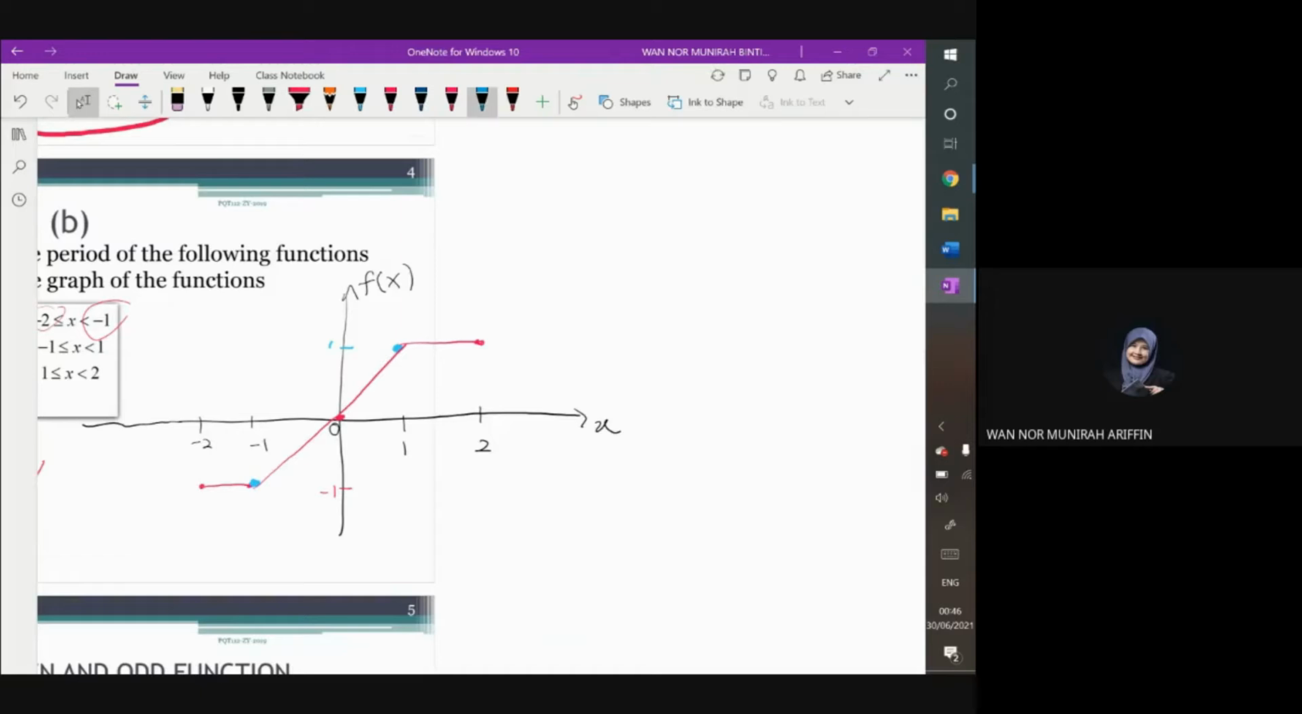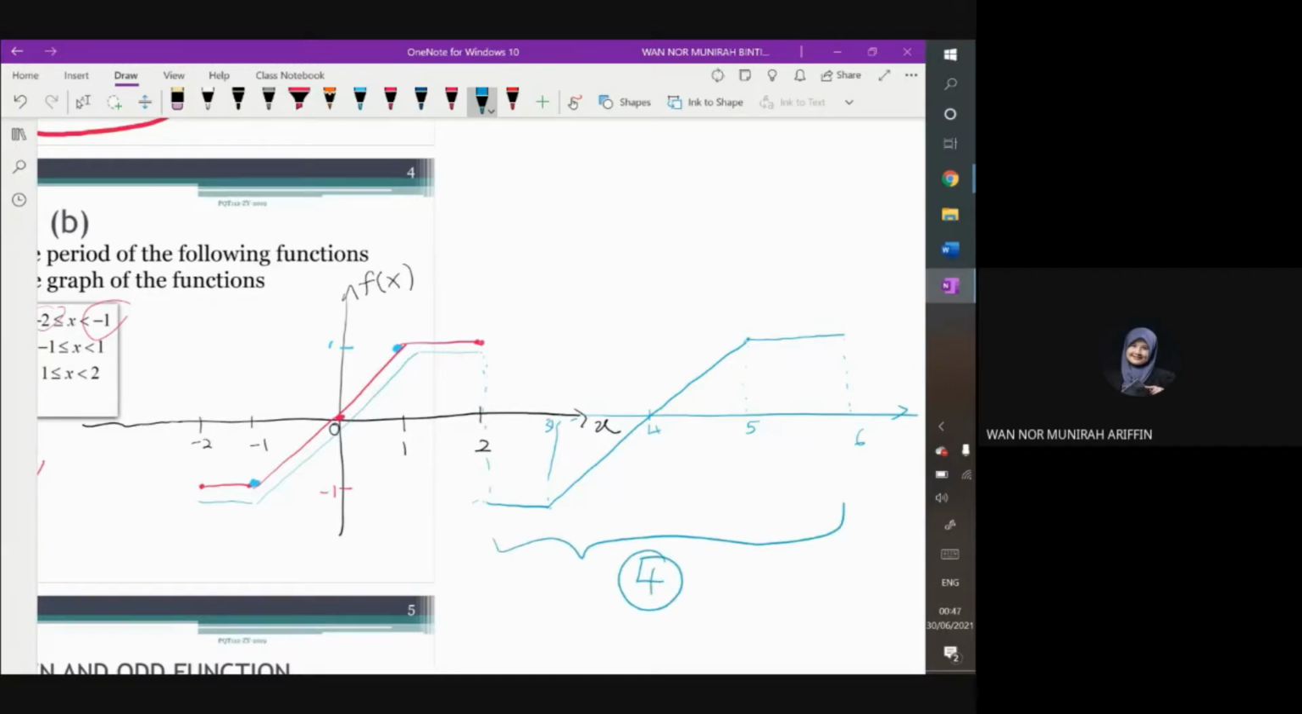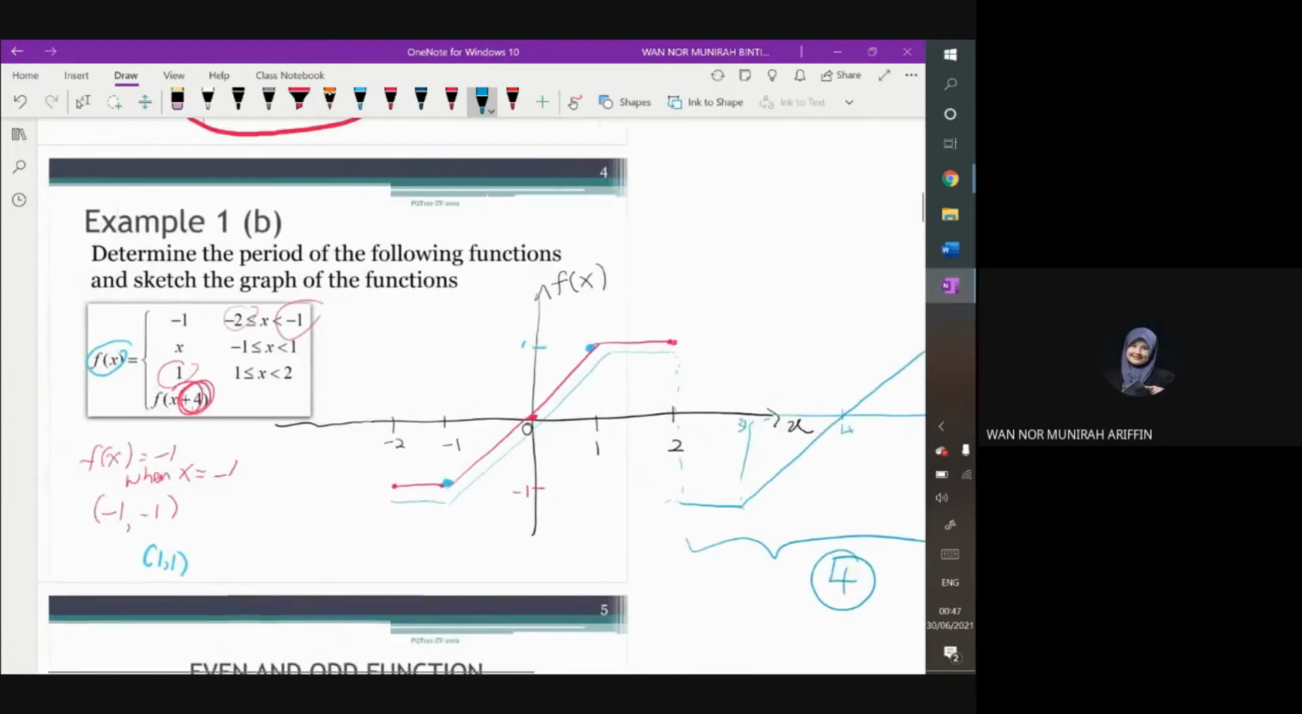So let me try to extend this one. I use freehand: 1 unit, and then 2 units, and 1 unit. So this one, I have 1 unit and then 2 units. This one you will extend: 2 units and then 1 unit again. So this one is 3, this one is 4, and this one is 5. This one is 6. So from 2 to 6, it takes 4 units. It is the same, 4 units.